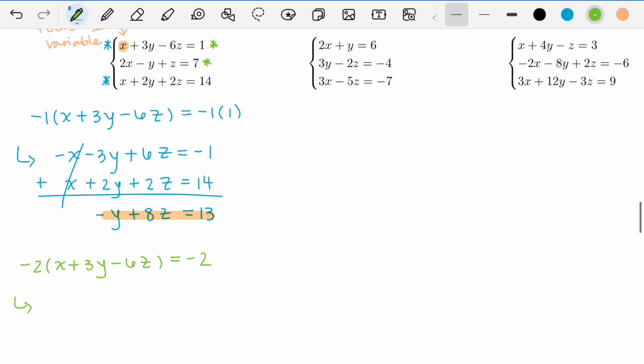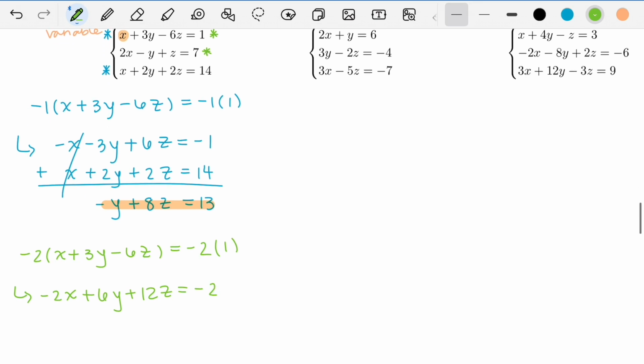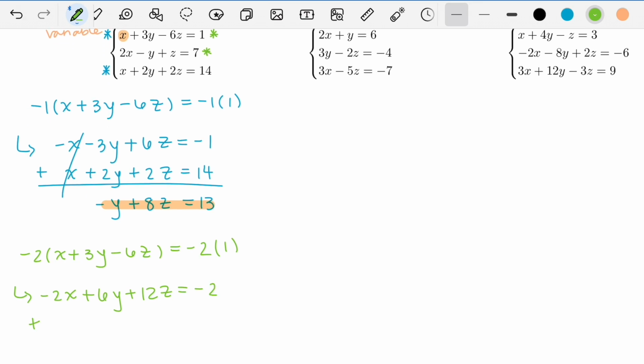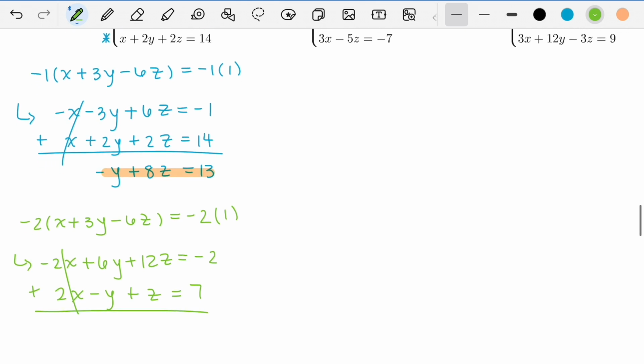So this equation is going to become negative 2x plus 6y plus 12z, and we're multiplying negative 2 by 1 on the right-hand side. So we're going to get negative 2 here. And then we're going to add this to our second equation in this system here. 2x minus y plus z gives us 7. And then adding these together, our x's cancel, which is exactly what we wanted.